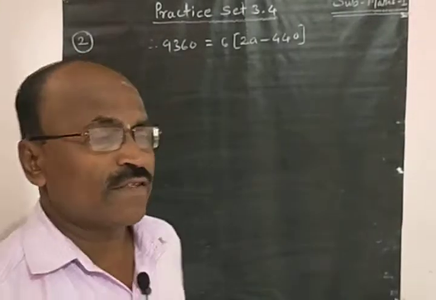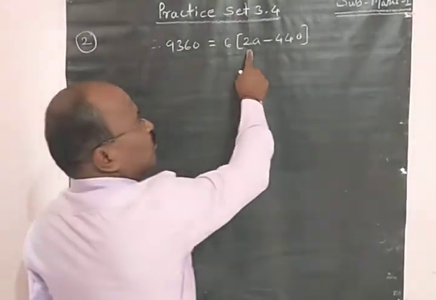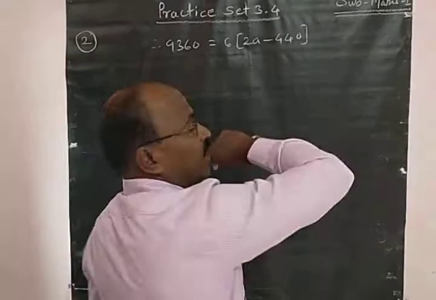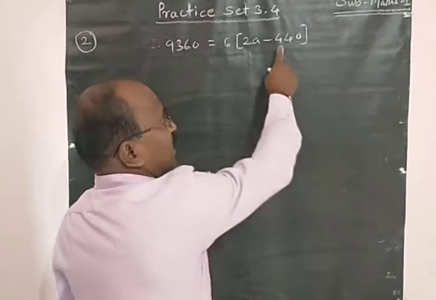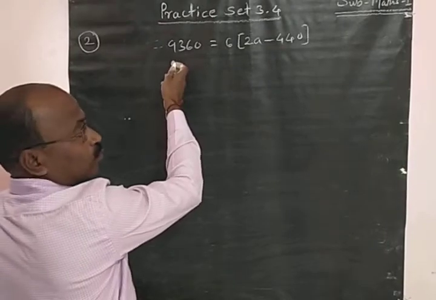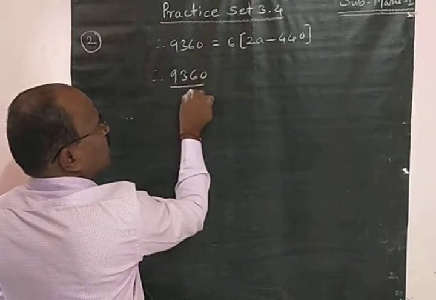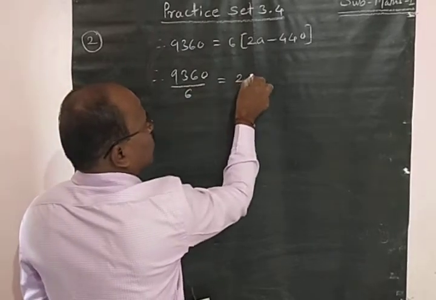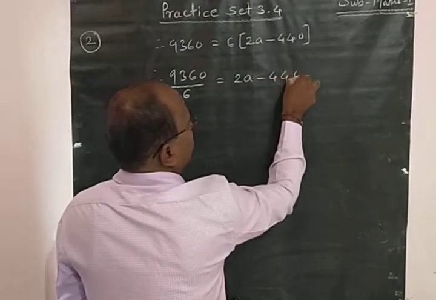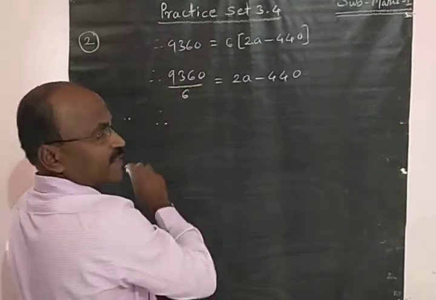So S12 is 9360. 6 into 2a minus 11 into minus 40 is a minus 440. So divide by 6 on both sides. So you will get here 360 upon 6 is equal to 2a minus 440. Okay, so here we will divide 9360 by 6.